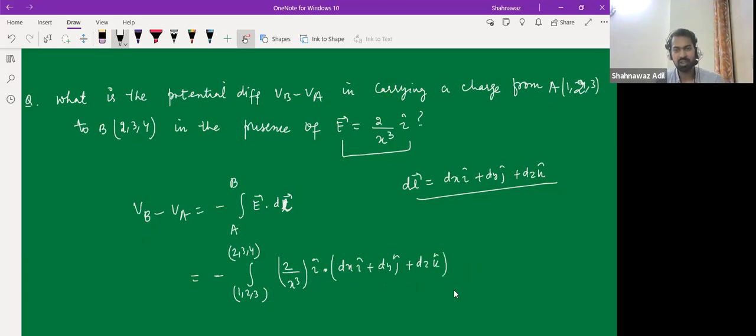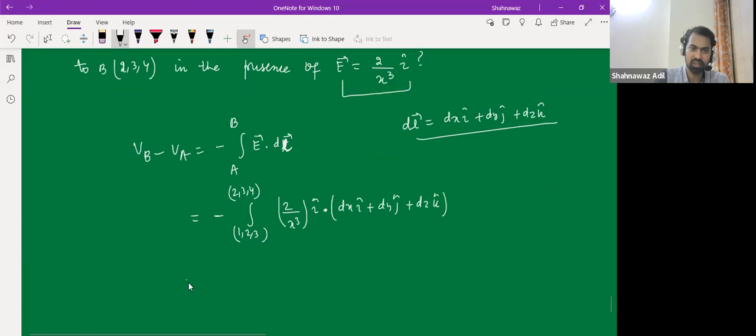So you guys tell me what part will survive. What is the only part that will survive? Only I will survive, right? So I will get 1, 2, 3, and 2, 3, 4, and 2 by x cube i dot dx is dx times 1. Right? Is this clear to you guys? Yes, clear. Yes, sir.